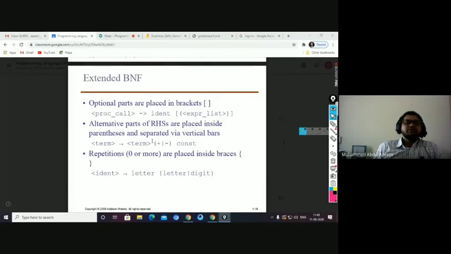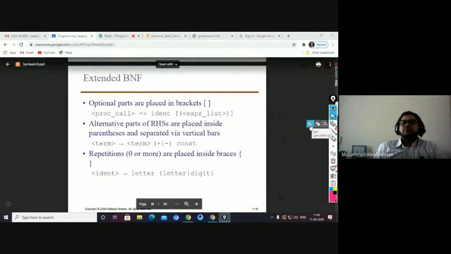Okay, and square brackets are being used to represent the optional parts, and if you have more than one, the alternative parts, right? More than one part which are being used alternatively can be represented enclosed in parenthesis, separated with a vertical bar, right? And if you have certain terms repeated 0 or more times, you can use braces, right?